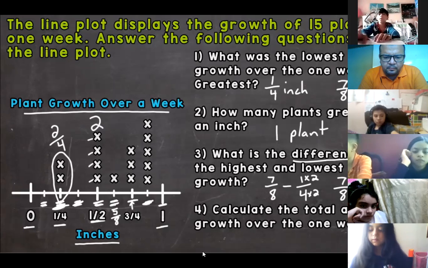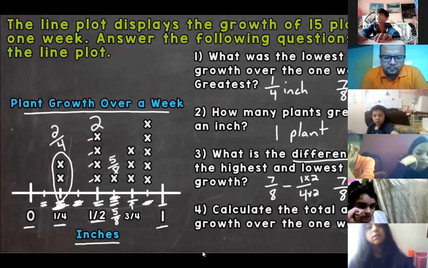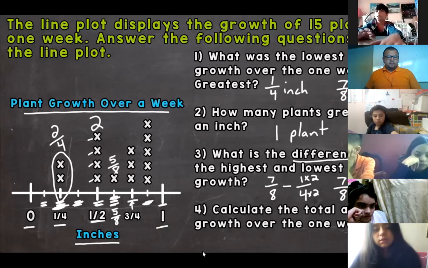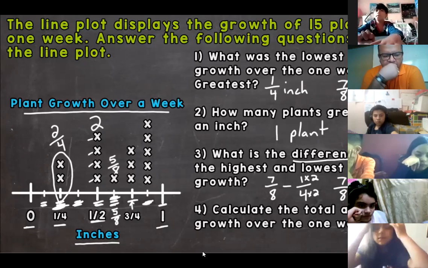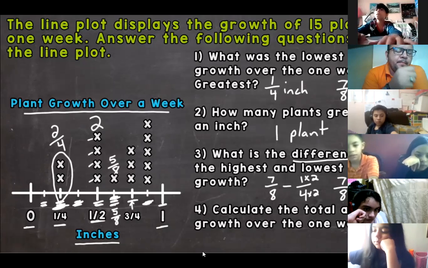Now we have 5/8 of an inch right here. And there's only 1 x there, so that's going to be 5/8. Next, we have 3/4. So 3/4 plus 3/4 plus 3/4. There's 3 x's there. 3/4 plus 3/4 is going to give us 1.5 plus another 3/4. So 1.5 plus 3/4 would give us 2 1/4.